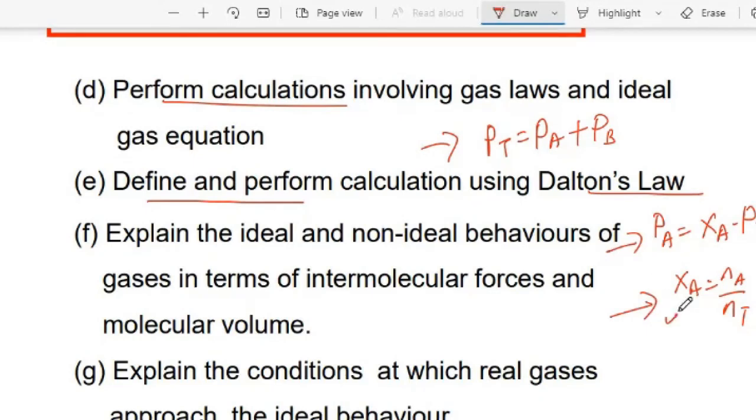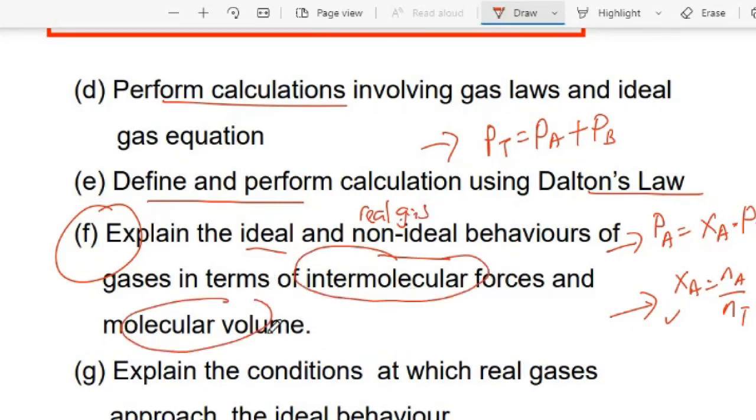This one you learned in chapter 1. This one you just learned, PA equals XA times PT. So this part I haven't explained yet. What is ideal gas? What is non-ideal gas? Non-ideal gas has another name, we call it real gas. We have to explain in terms of intermolecular forces and molecular volume, and we must know the condition for the real or ideal gas. I will continue this explanation in the next lesson.